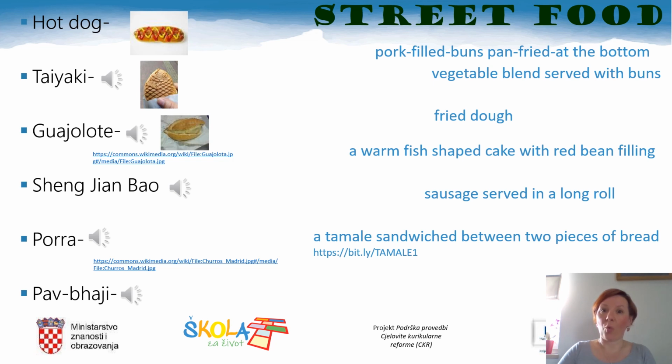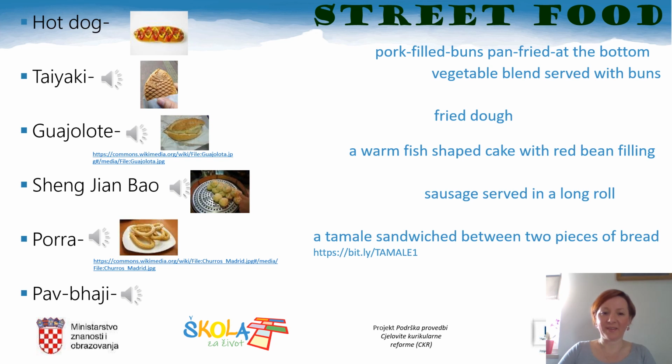Guajolote. Guajolote. You try. Good. The next one? Shengjianbao. Shengjianbao. Will you try? All right. Next one? Porra. Porra. That's easy. Porra. Good. And the last one? Pav bhaji. Pav bhaji. Okay.